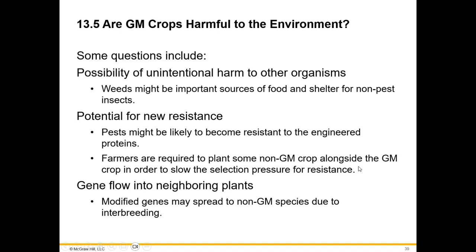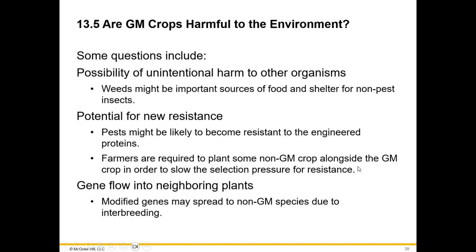Other questions that come up are the possibility of unintentional harm to other organisms. So weeds might be important sources of food or possibly shelter for those non-pest insects. The insects that we're not trying to kill and that we're not competing with, suddenly they are used to having a home in their ecosystem in those weed plants, and the weed plants are nowhere to be found because we've applied glyphosate, and though our crops are resistant to glyphosate, the habitat is suffering for the other insects that are not in competition with us for crops.